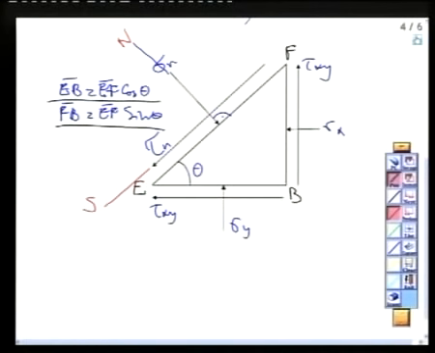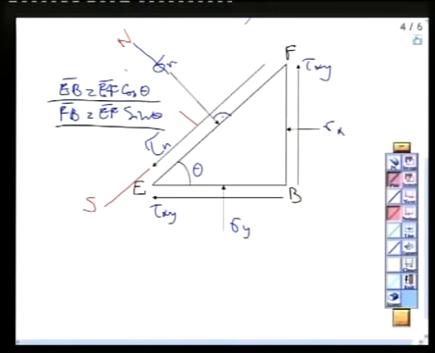Now, to solve this problem, let us say that we will take all forces in the direction n. The summation of forces in direction n should be 0. So what forces do we have? We have sigma n acting at angle 90, right? Sigma n, of course, will be an intensity on EF, right? This is one thing. We also have sigma y in the opposite direction.